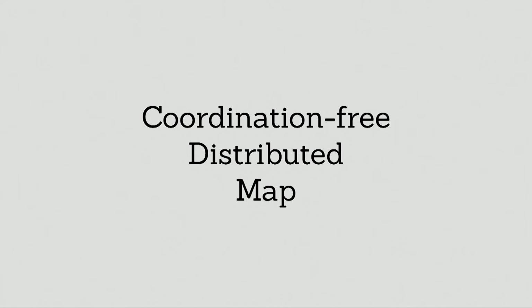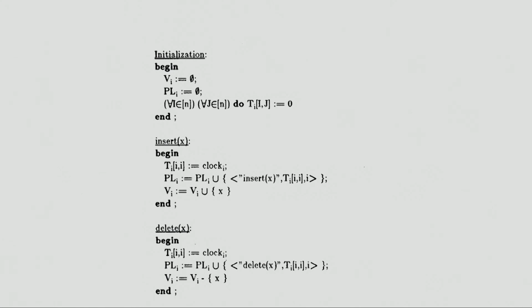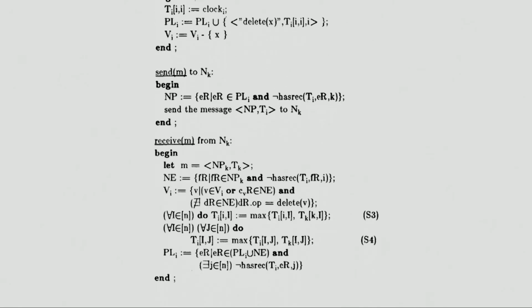So how could we use what we have just been talking about to make some sort of conflict-free replicated map? Oh, we'll just do this. It's easy. Oh, it continues.